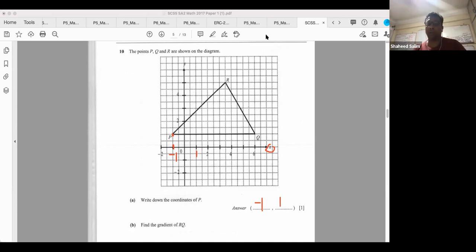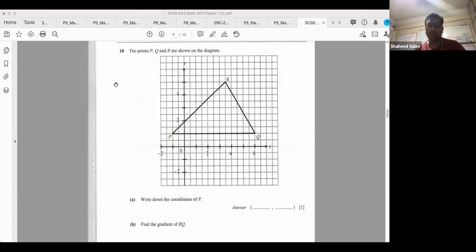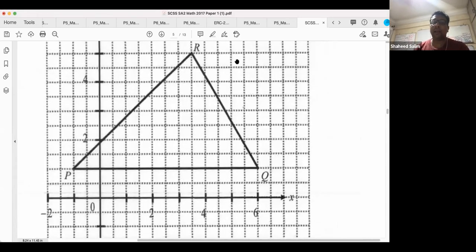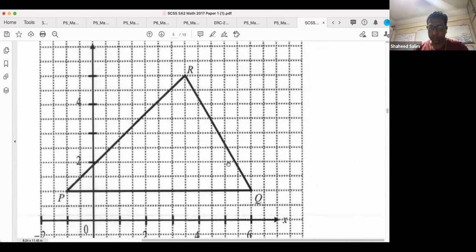Okay, we move on to the next one. Now they're asking you to find out what's the gradient of RQ. What is gradient? You know what's gradient? This is the slope. Okay, so I want you to look at RQ. Before we calculate using the formula, I want you to tell me, is this a positive slope or negative slope? This is like a mountain. Shafi, you know positive or negative? Remember the man I always draw last time? Okay, now I draw now.